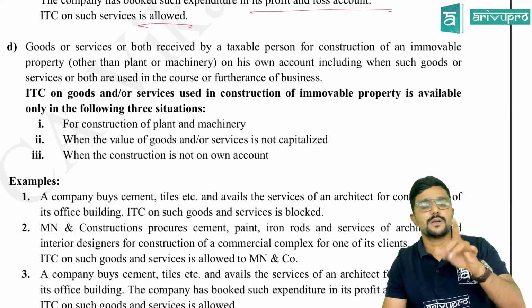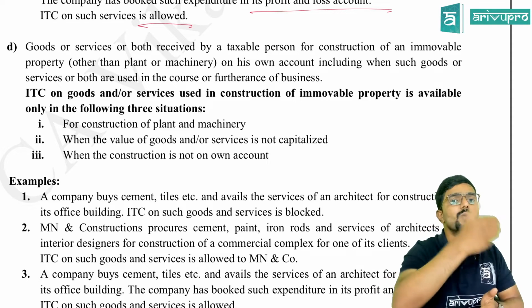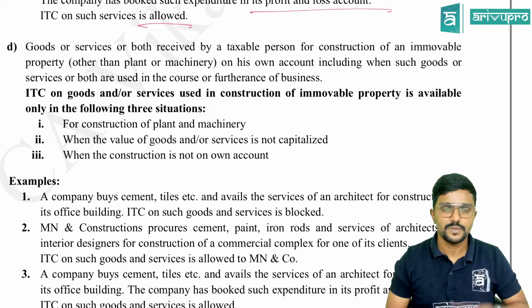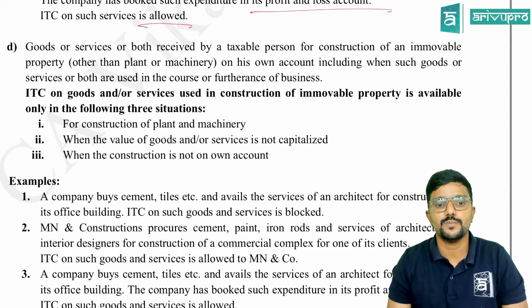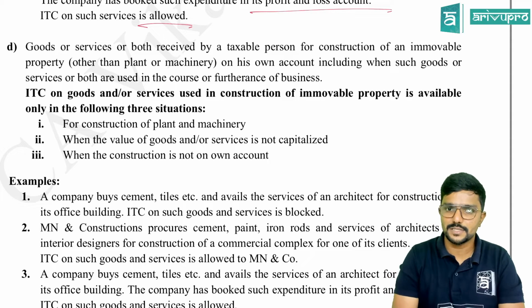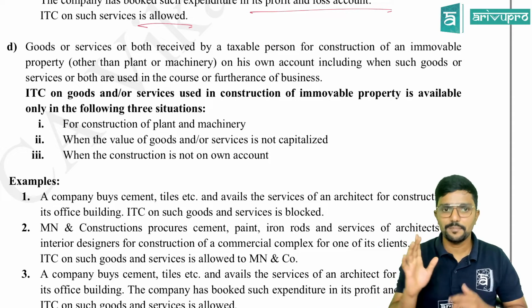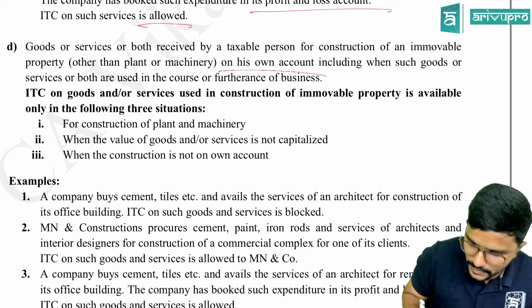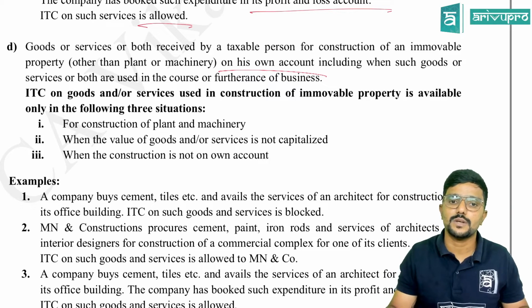So clause C talks about input service. What is that input service? Works contract services for the construction of immovable property. Clause D is talking about a different thing. Goods or services are both received by a taxable person for construction of immovable property other than plant and machinery on his own account, including when such goods or services are both used in the course or furtherance of business.